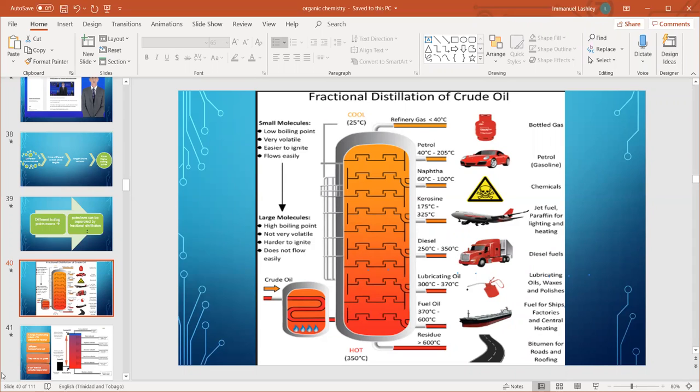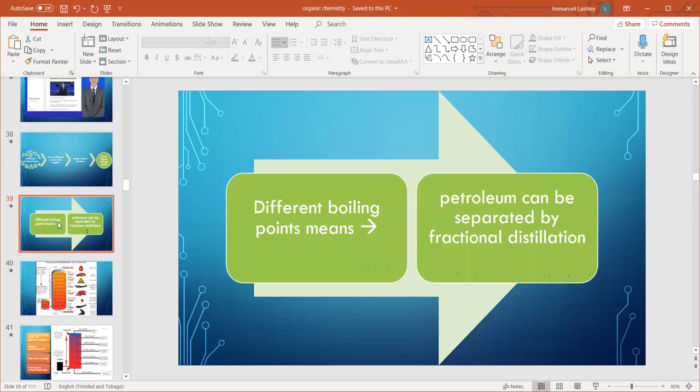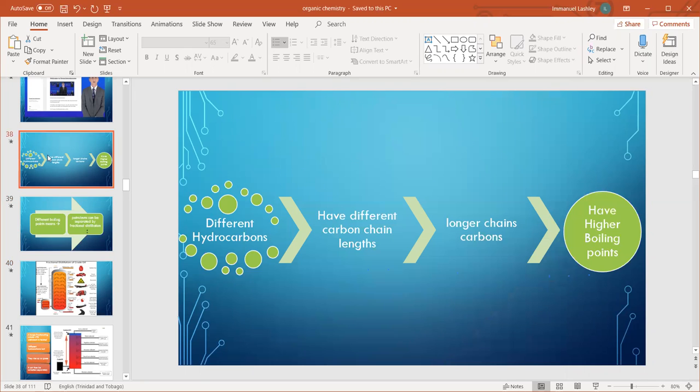It's because crude oil can be separated. And the reason why they could be separated is because they have different boiling points. If we go back, different hydrocarbons have different carbon chain lengths. So they are not the same length, all of them. So the longer the chain of carbons, the more energy is needed to convert it from a liquid to a gas.